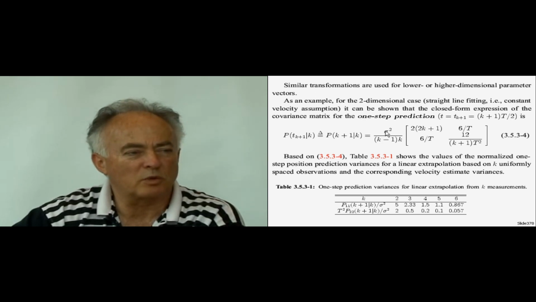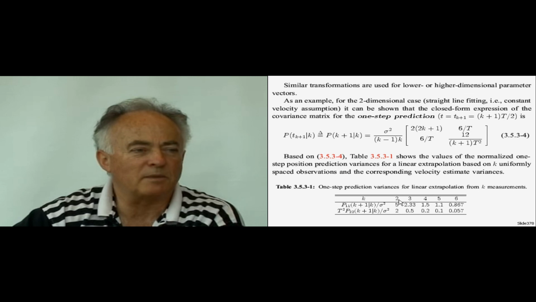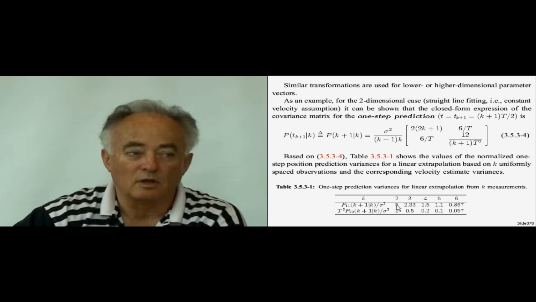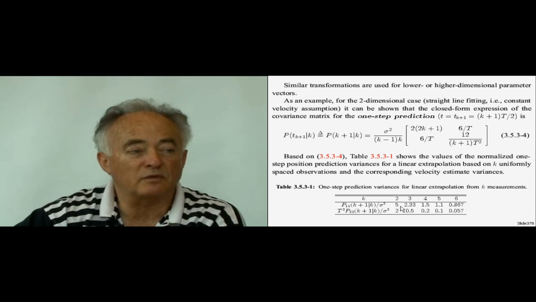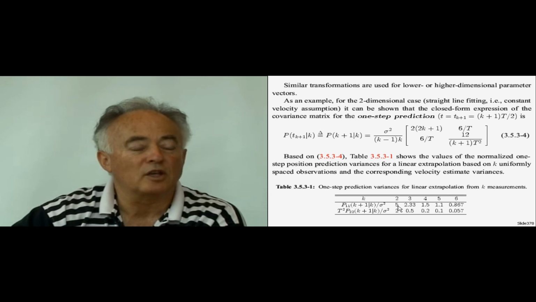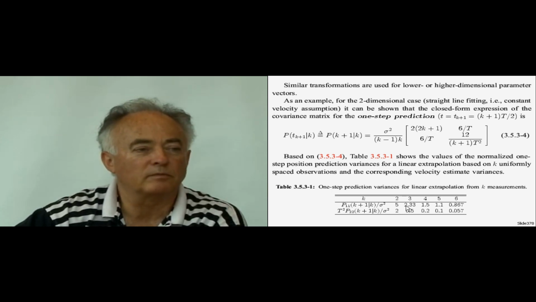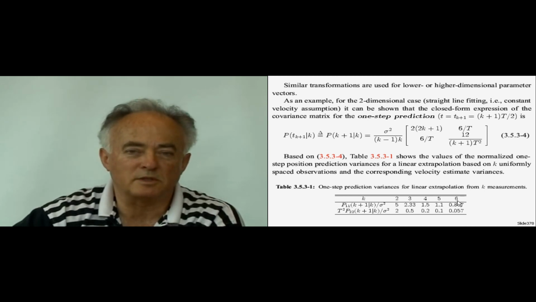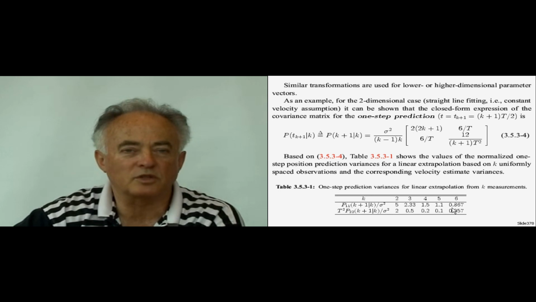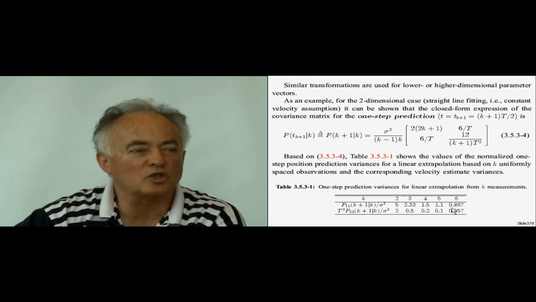We'll divide by sigma squared, so really P11 over sigma squared. If I have 2 points and I predict the third point, the variance is pretty large, 5 times larger than sigma squared. If I have 3 points and I predict the fourth, it is only 2.33, and after 6 points the accuracy of my prediction is finally better than the single measurement noise variance. So you need several points for prediction, and this is a one-step-ahead prediction.